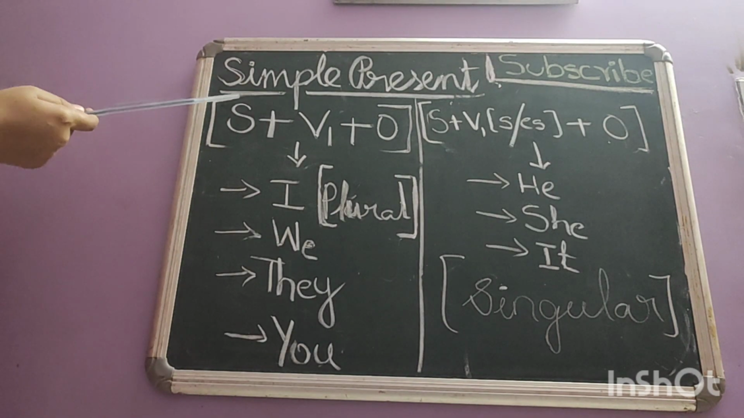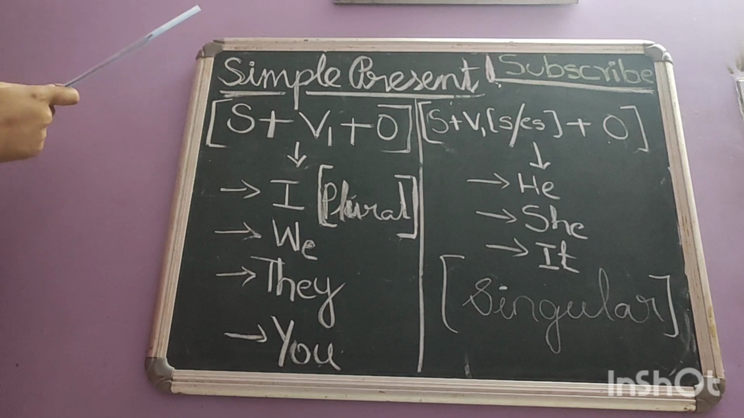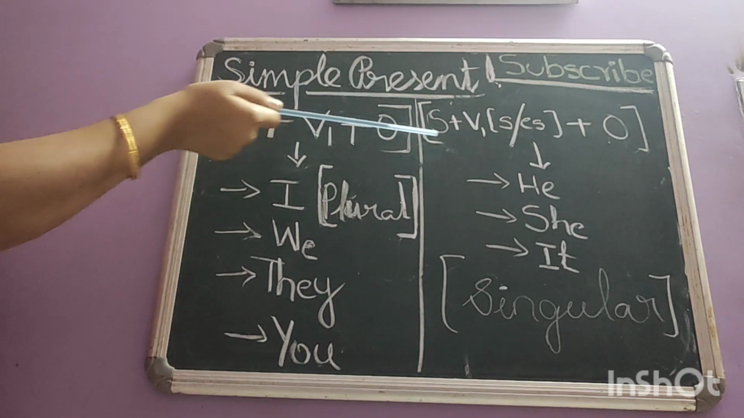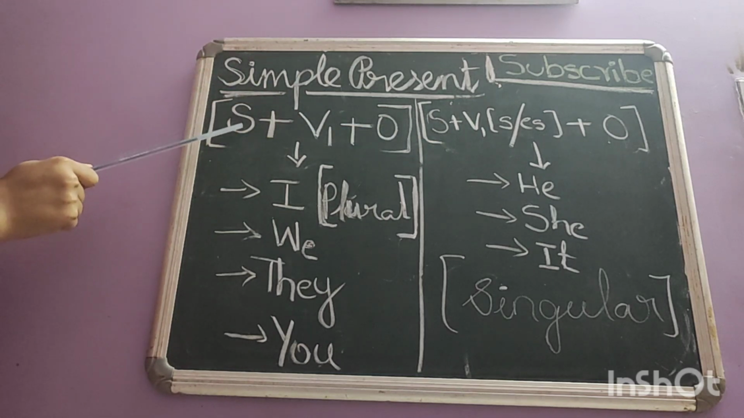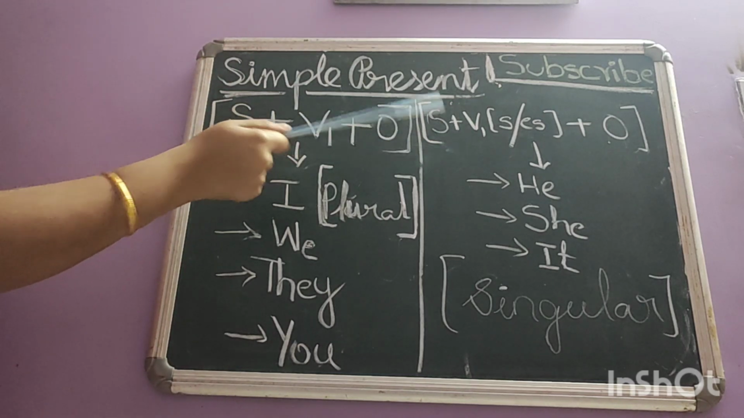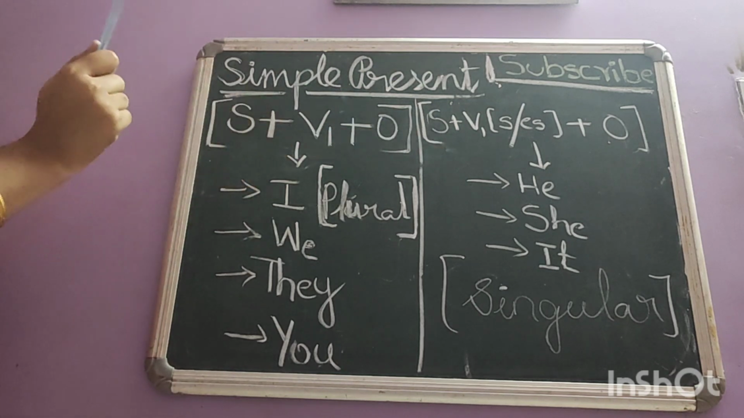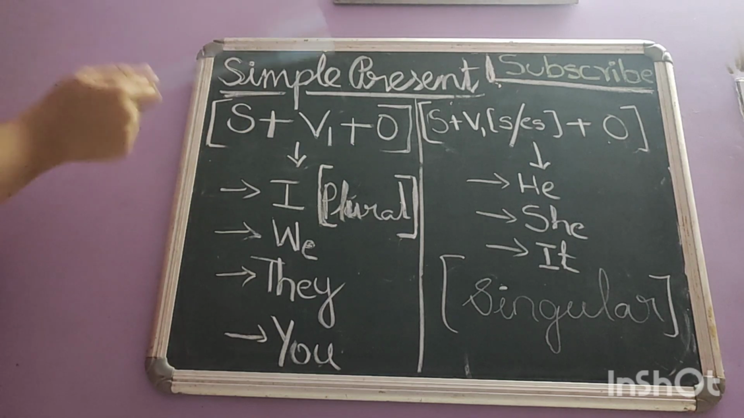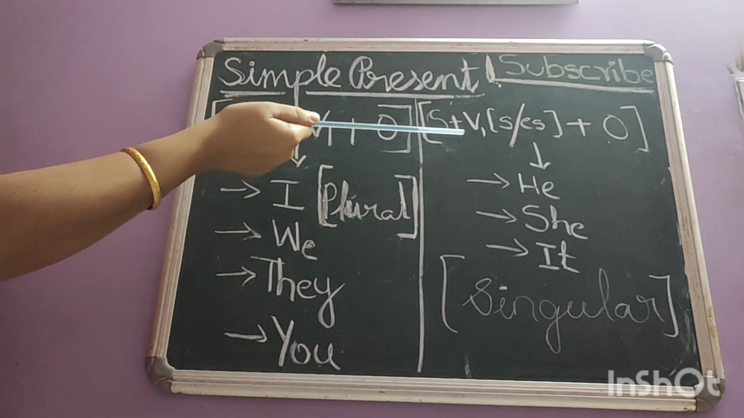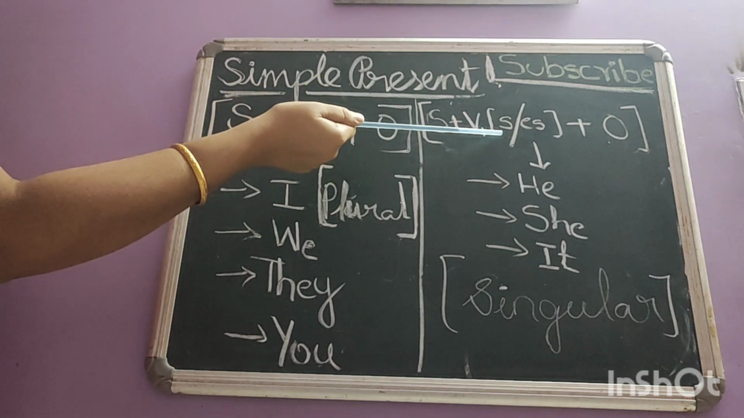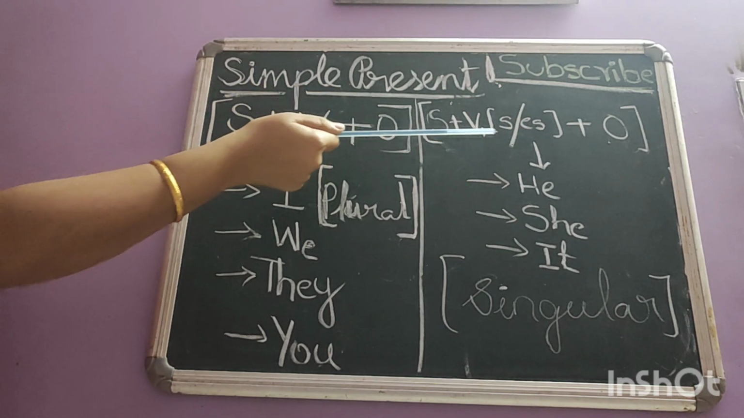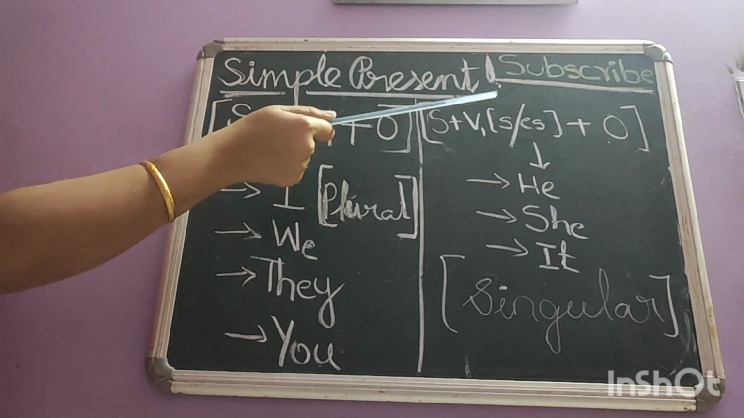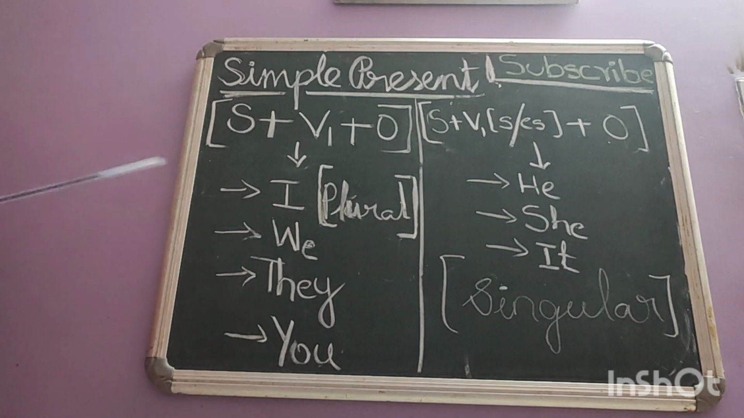Okay, the first subtype is simple present tense. So, what is the structure of simple present tense? Here you can see 2 structures. This is the first structure, this is the second structure. Okay, both you have to keep in mind. The first structure is subject plus V1 plus object. And the second structure is subject plus V1, and in the bracket you can see S/ES. What is this? Means you have to add S/ES to the verb. Okay, and the last one is finally we are having object in common.